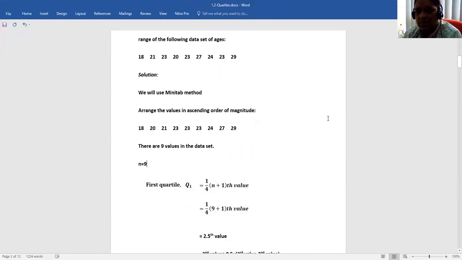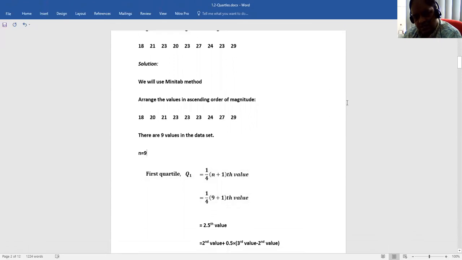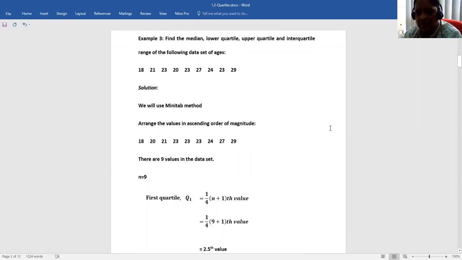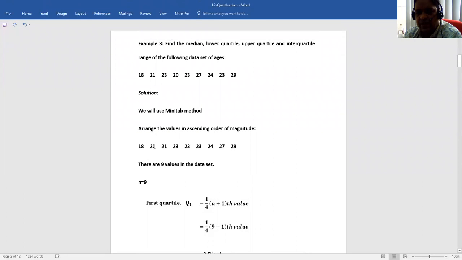For the Minitab method, we first of all arrange the data in ascending order. So in ascending order you get 18, 20, 21, 23 three times. We have to take all the 23s, then 24, 27, 29. So if you count, how many numbers are there? There are 9 values, 9 ages.